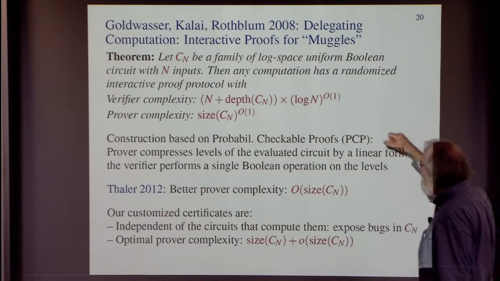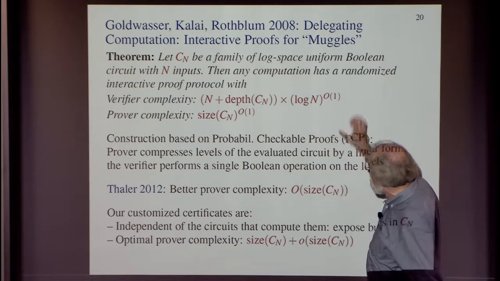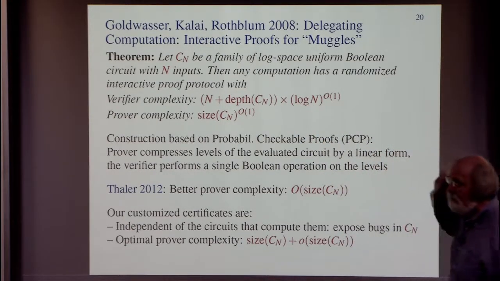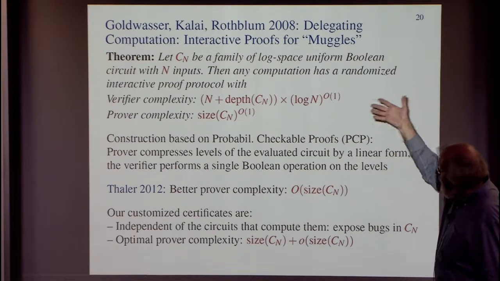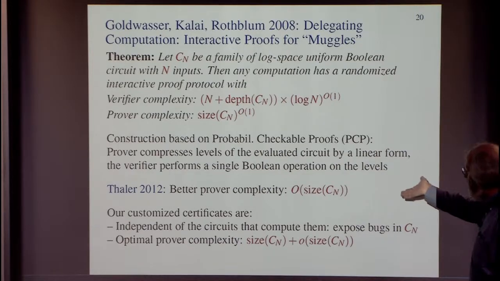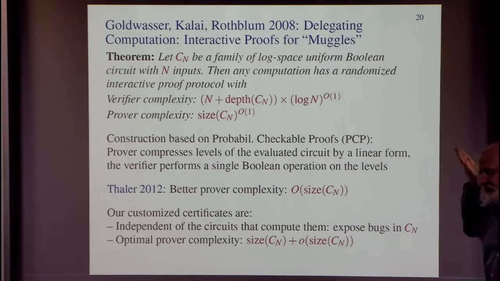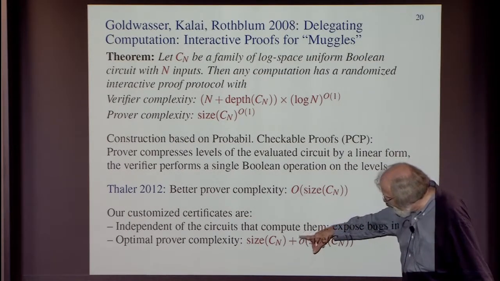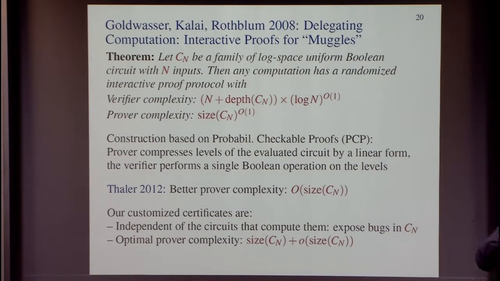Now, the prover complexity is of course the issue. We want to stay with essentially linear verifier complexity, and then we want to bring the prover complexity down. Their prover complexity was only polynomial in the complexity of the circuit itself, and this was improved for certain circuits. There's a restriction on the circuits to big O in the size of the circuits. And what's interesting about our construction is all our certificates can be provided with an additional little o of the complexity it took to compute the output. So we don't even double the cost on the prover side.